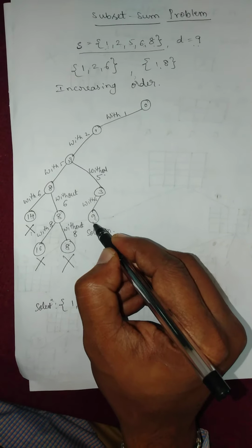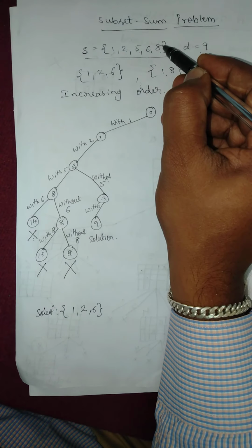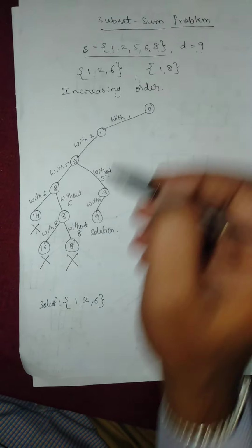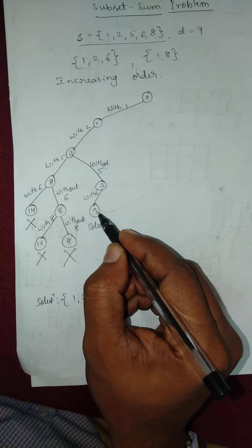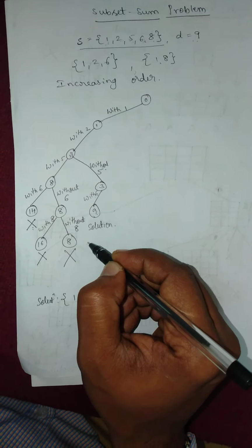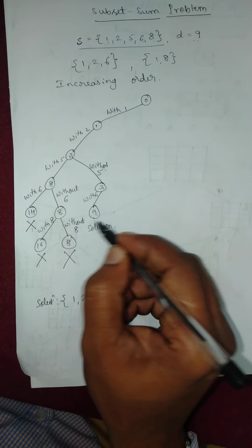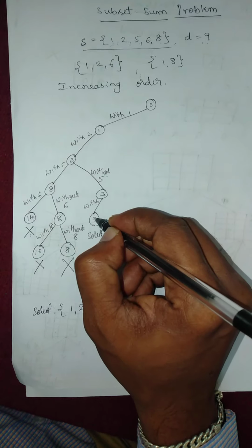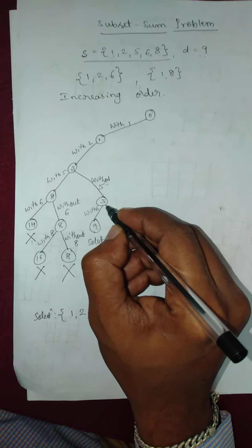Next, after this 9, we still have one more element, 8. However, adding any further element will exceed this value. Therefore, we need not check with 8 and without 8, isn't it? So here is the solution, and you have to backtrack. Once you obtain a solution, backtrack and check once again.